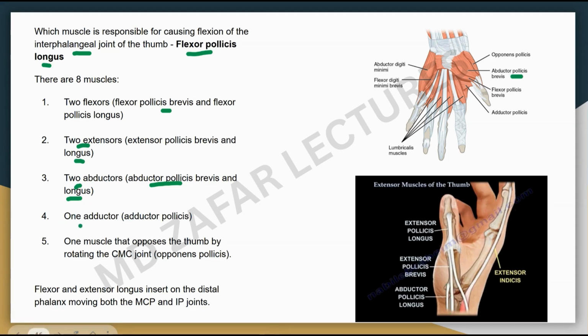Then we have one adductor. Now, adductor pollicis is part of the thenar group. But then we have another specific muscle, that is the opponens pollicis. It is also part of the thenar group.